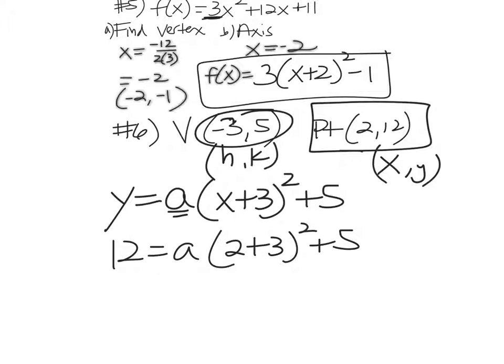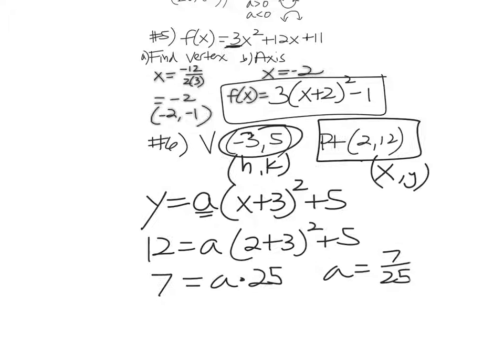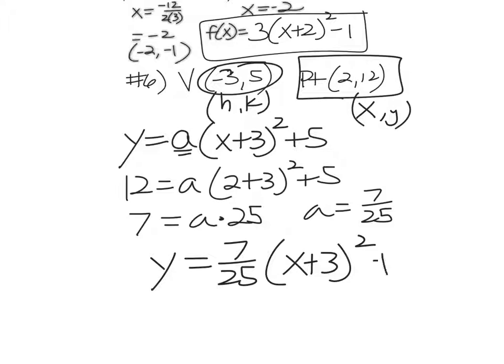So I'll subtract 5 right away. 7 equals a times 25. 3 plus 2 is 5. 5 squared is 25. So a equals 7 over 25. I don't think I would have been able to figure that out from the graph. That would have been really bad. All right, so my equation would be y equals 7 over 25 x plus 3 squared plus 5.